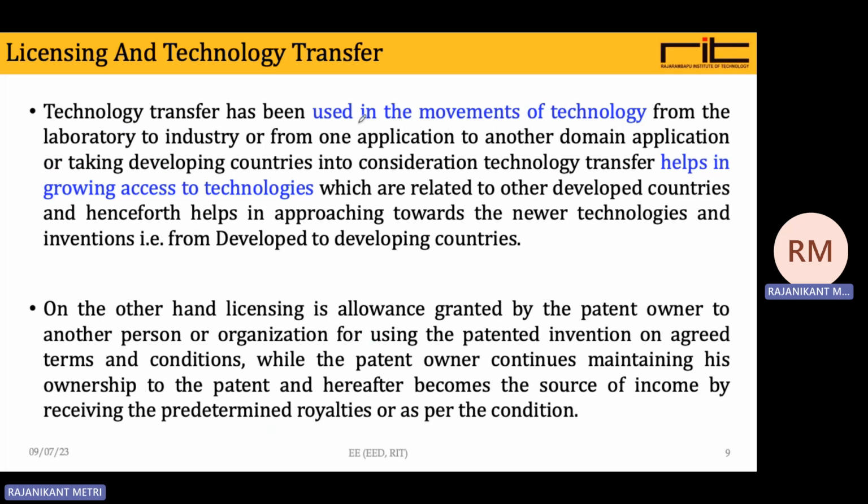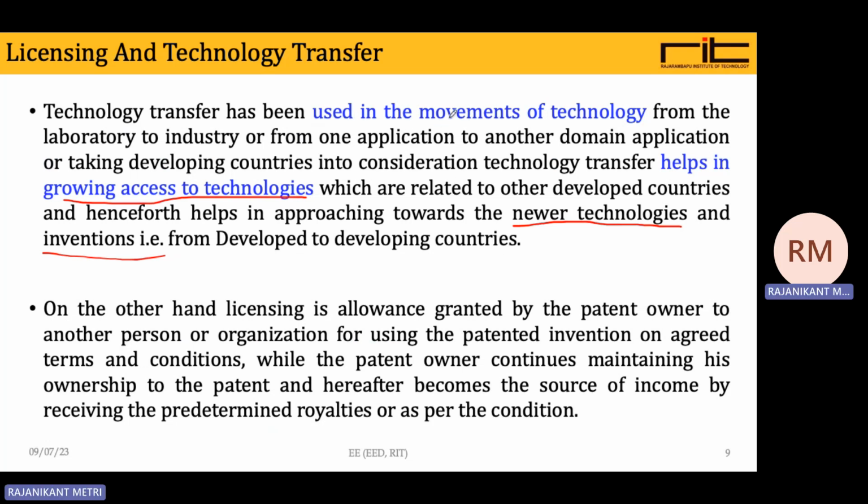Technology transfer has been used in the movement of technology from the laboratory to industry, or from one application to another domain application. Taking developing countries into consideration, technology transfer helps in growing access to technologies which are related to other developed countries, and henceforth helps in approaching newer technologies and inventions, that is, from developed to developing countries.